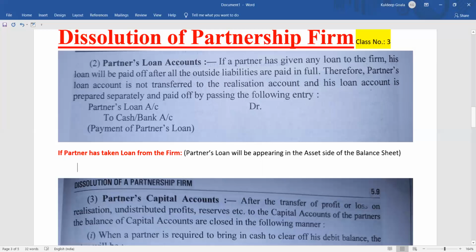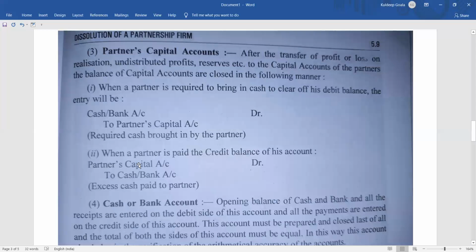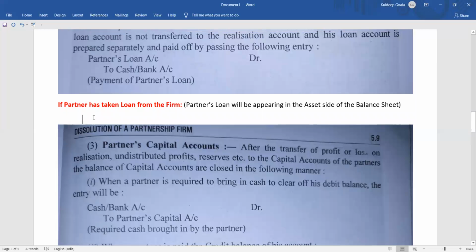So in that case, if nothing is mentioned that the partner is going to pay or not, what will happen? We are going to take the money from the partner's capital account. The entry will be like this: partner's capital will take it.